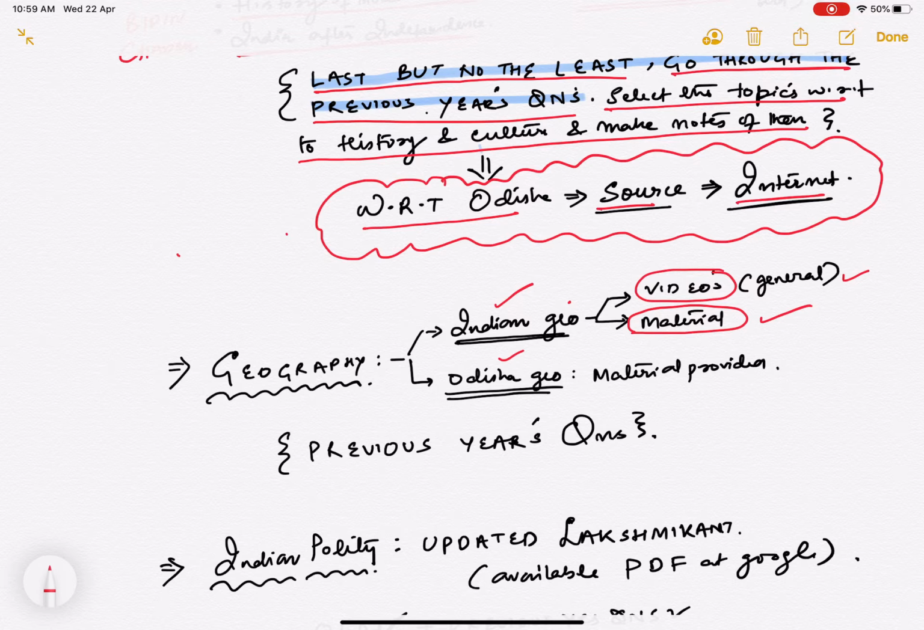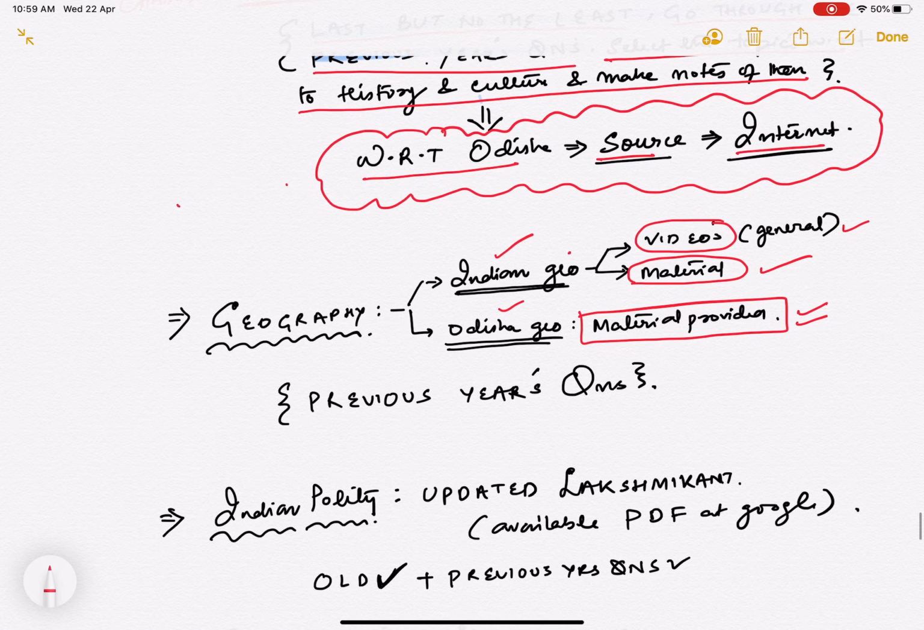Next, with respect to Odisha geography, again materials have already been uploaded. Please check the materials. The materials are basically Lisa's material itself, and I have added certain diagrams. Last but not the least, please go through the previous year's questions.